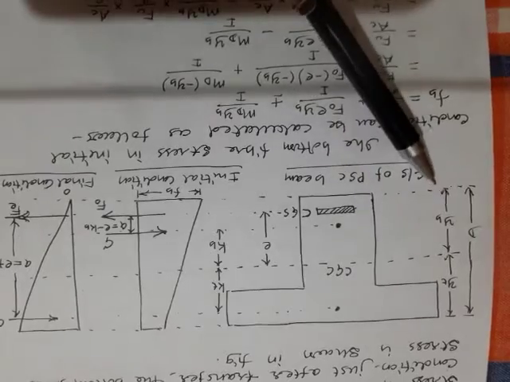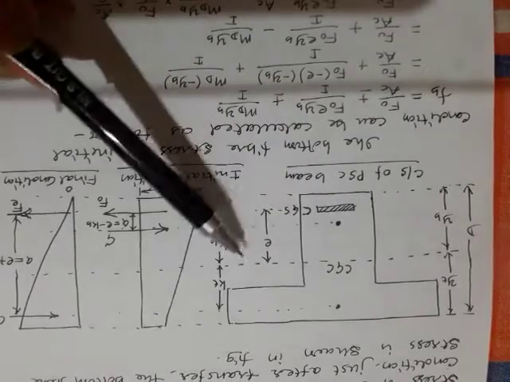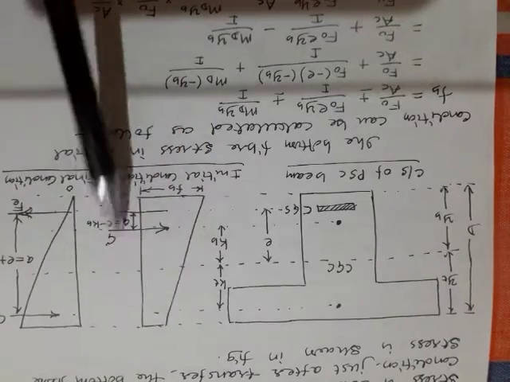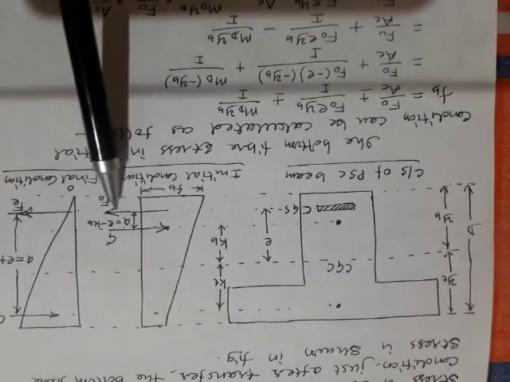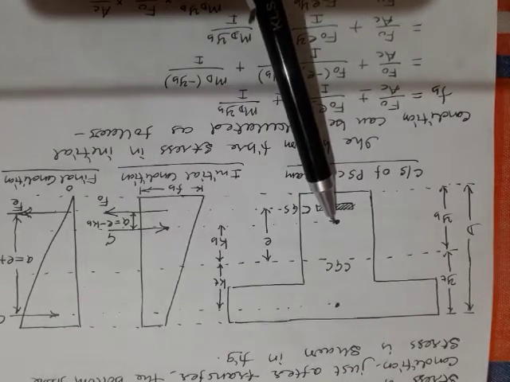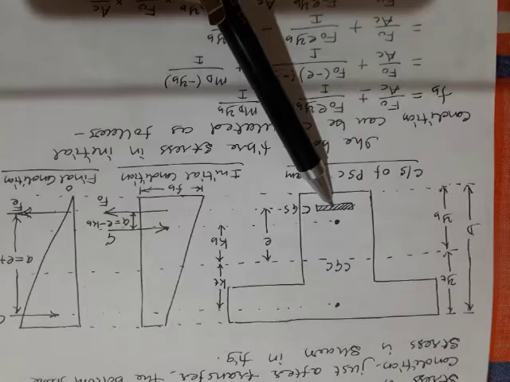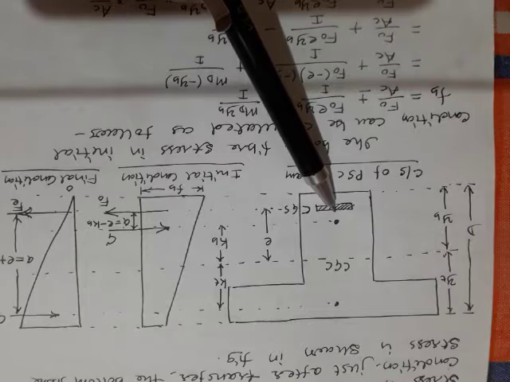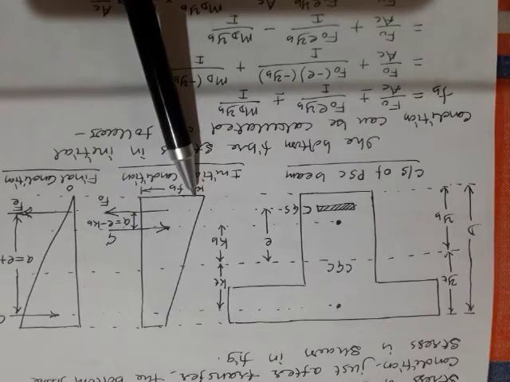Here, as usual, I have drawn YT, YB, KT, KB, and the CGS. This is your eccentricity, and this is your overall depth D. I have drawn the stress distribution diagram in the initial condition. In the initial condition, F naught acts at the CGS, and the C force will act at your bottom kern point. Since our CGS is going beyond the section, I have to keep it inside the section. At that time, your bottom fiber stress will become more critical in the initial condition.